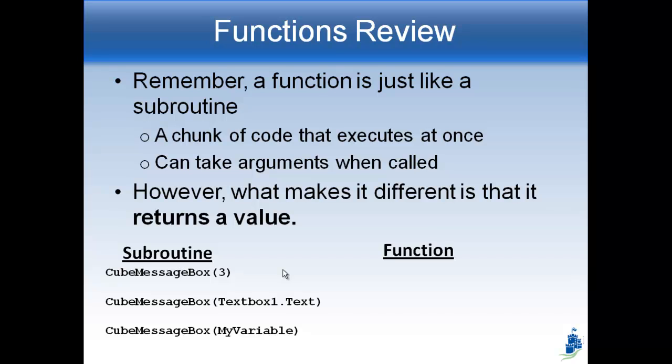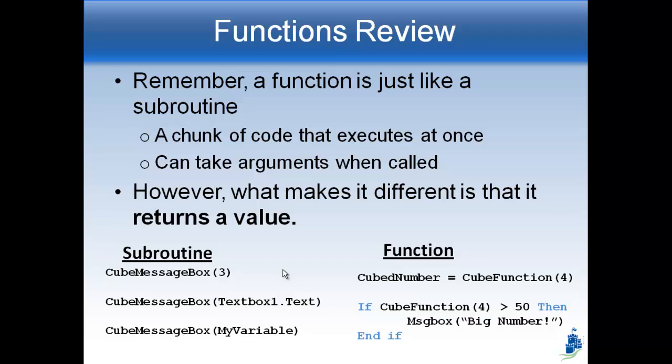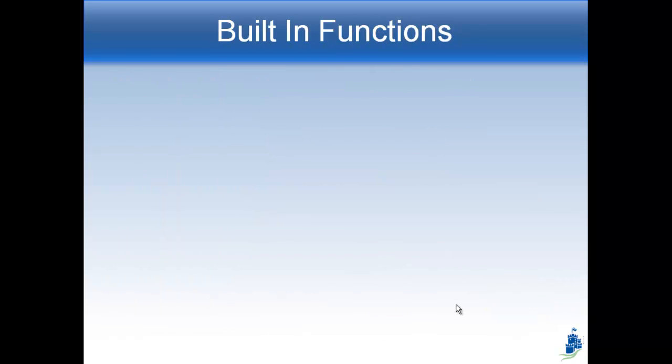A function, on the other hand, returns a value. You set something equal to the function. So for example, a variable called cube number is equal to cube function because this function returns a value. Or for example, if cube function is greater than 50, right, you can say cube function of 4. Let's say this function cubes the number 4. 4 times 4 is 16 times 4 is 64. And so if cube function of 4 is, so this is going to return the number 64, and that's greater than 50. So instead of just a chunk of code, it's actually returning a number. It's giving back a value when you run it. That's what a function does.